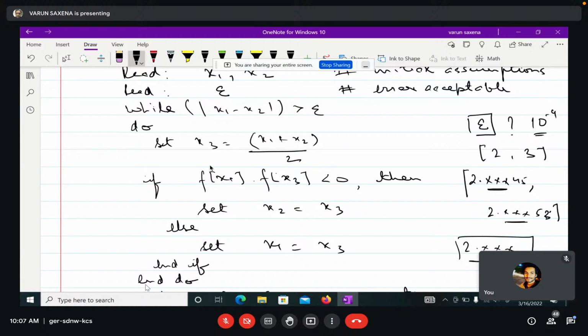That is it. So if it is 3 decimal places, take 10 to the power minus 4, and if I am asking for 4 decimal places, take 10 to the power minus 5. Whatever decimal places I ask, you just take the error to be one more numeral in the negative.